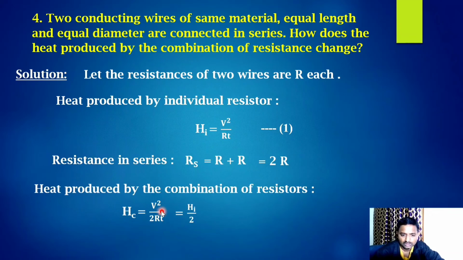Here from equation 1 we know that V square by RT means HI, that is heat produced by individual resistor. So I substituted here equation 1. So from 1 I got this one. So finally we got the relation between heat produced by the combination of resistors and individual resistors. That is, heat produced by the combination of resistors is equal to half of the heat produced by the individual resistors. Now we will go with fifth question.